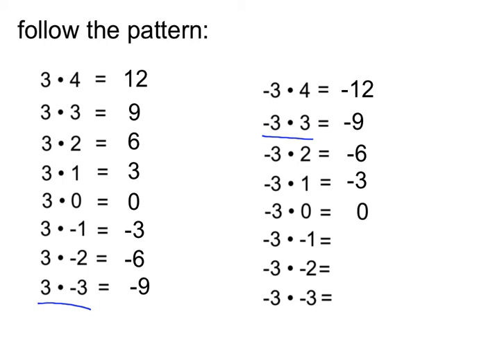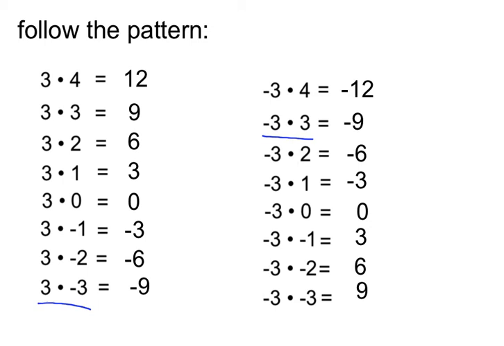Now, before we get into the negatives, notice the pattern. Each one is going up by 3, so it should continue to go up by 3. Negative 3 times negative 1 is actually a positive 3. Negative 3 times negative 2 is positive 6. Negative 3 times negative 3 is positive 9. So that's kind of interesting. When we multiply a negative times a negative, we do get a positive.